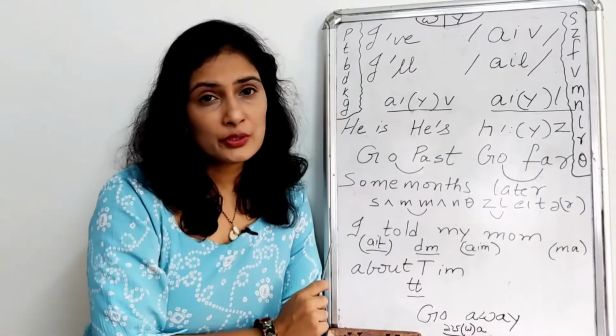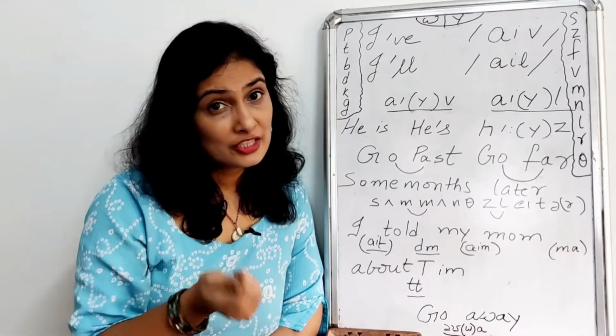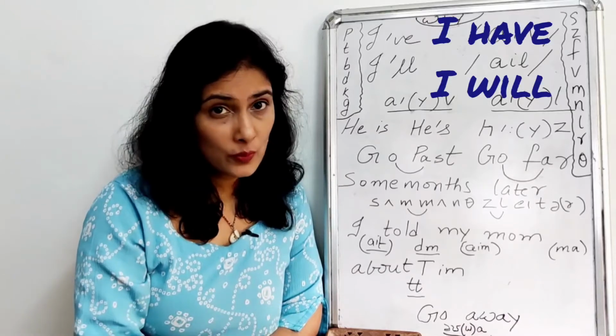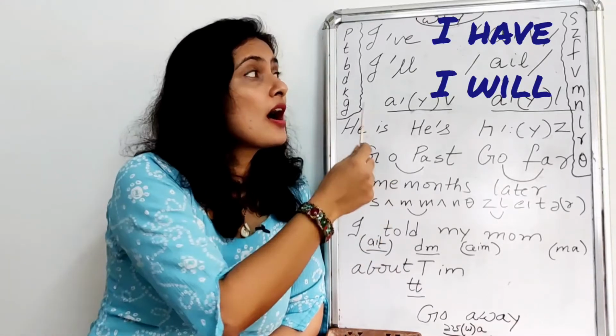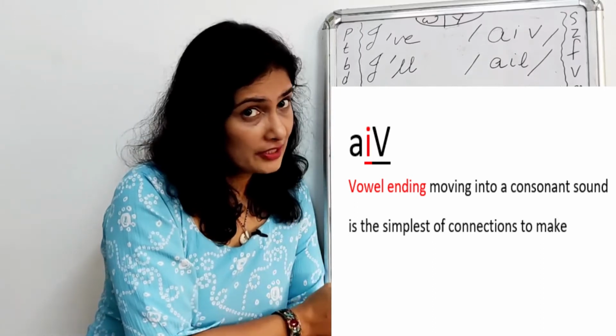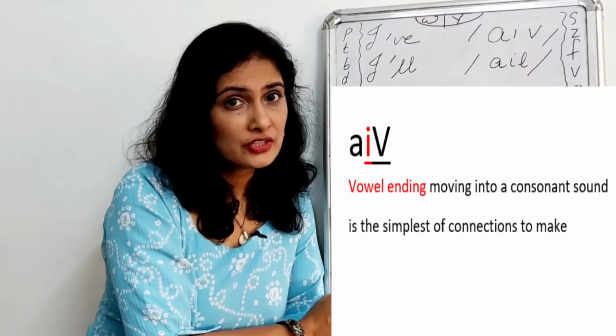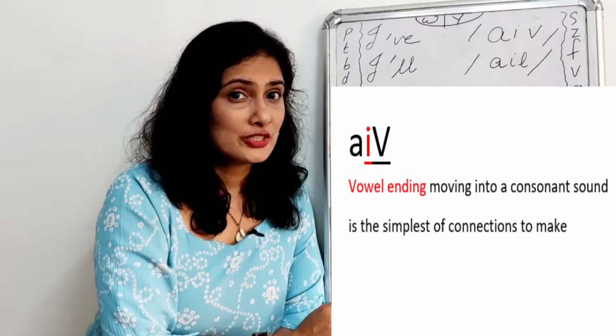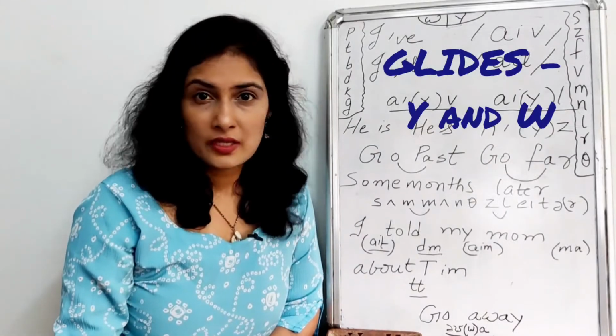The first thing I have for you is contractions. Instead of saying I have or I will, you would need to say I've and I'll. I've yet to tell you about word connections. I'll help you with it today. So let's start with the glides.